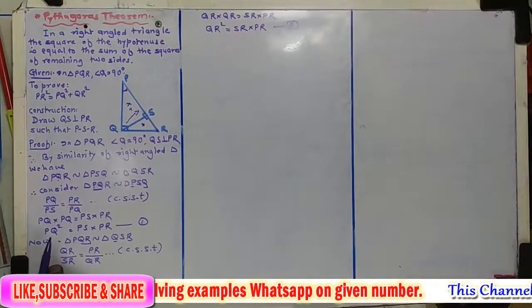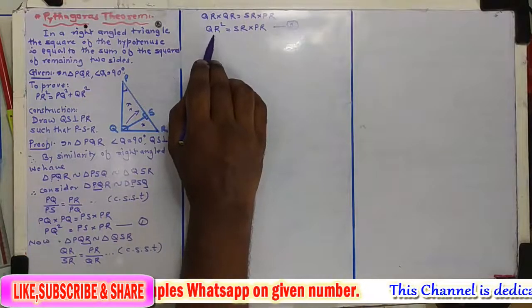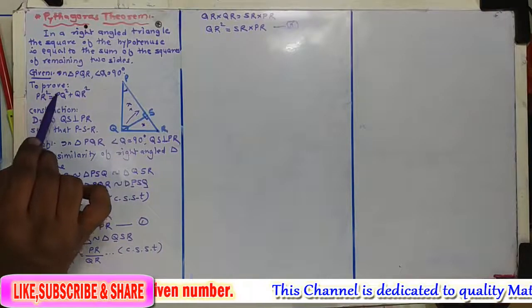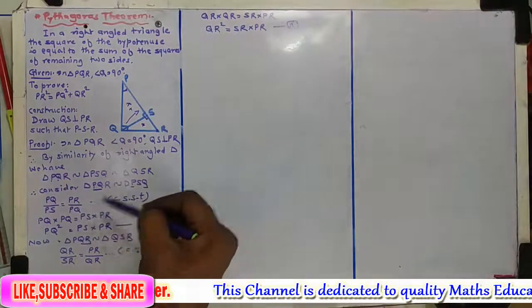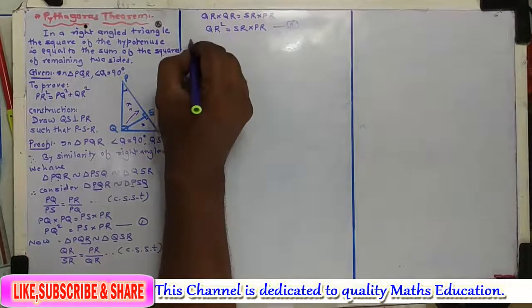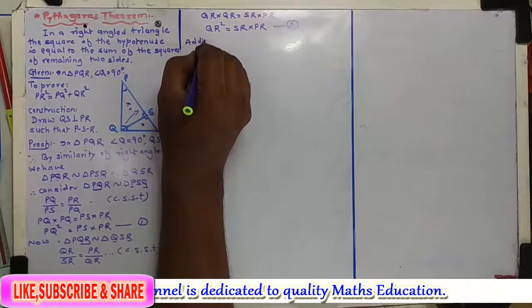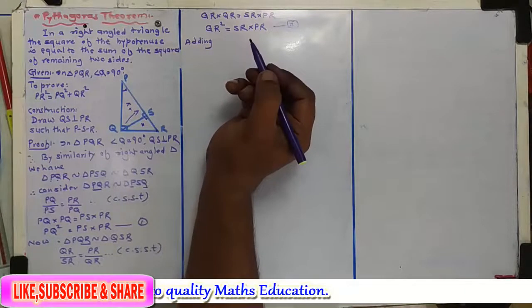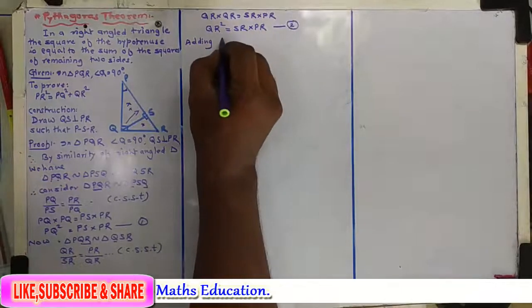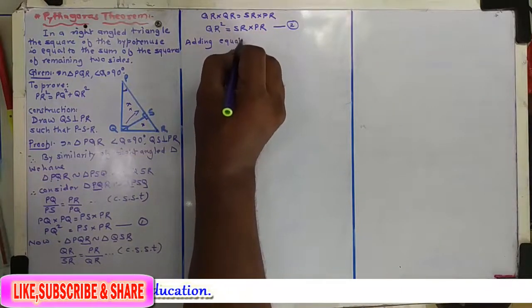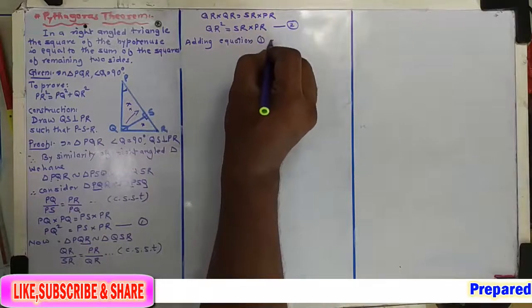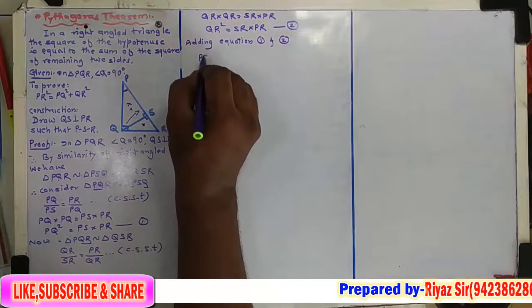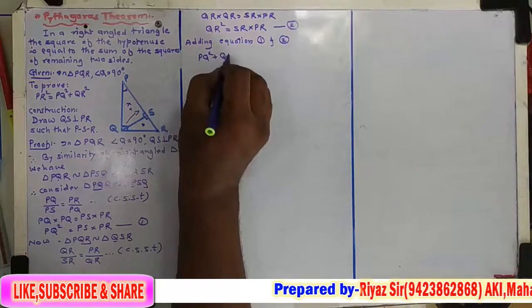So here we have PQ square in equation number 1, and here you get QR square in equation number 2. And we have to prove that PR square is equal to PQ square plus QR square. So we have to add those two equations. Adding equation 1 and 2, what will you get? On the left hand side there is PQ square, so you'll get PQ square plus QR square.